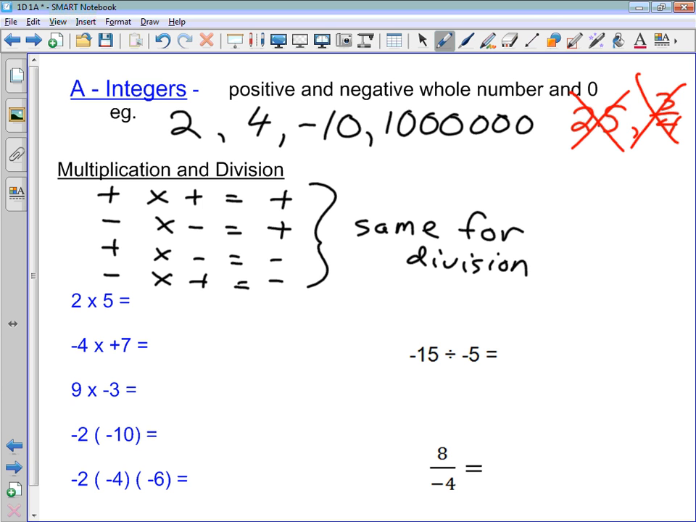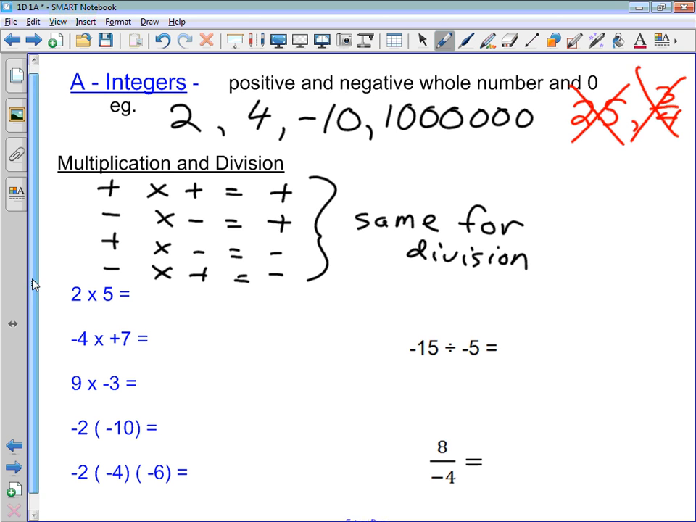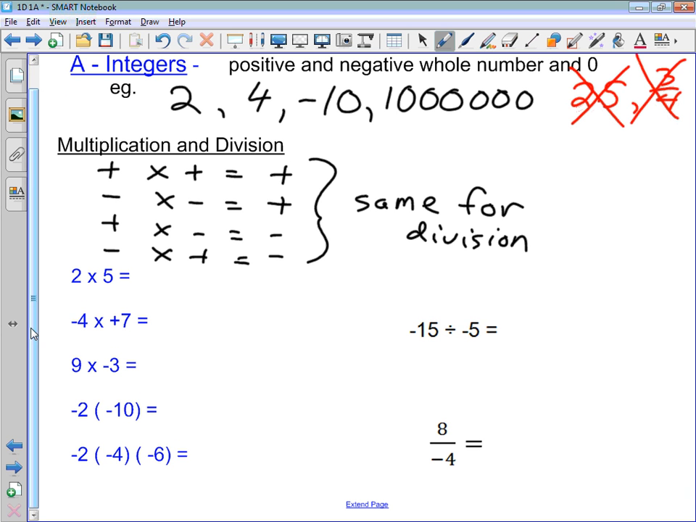So we got some examples here to sort of illustrate this. So if we've got 2 times 5, well, this is pretty easy. I just multiply 2 times 5. If I don't see any signs on these, I know that they are positive. So what's my answer going to be here, clearly? Yeah, and I'm going to put positive 10 just so you know, but that positive in there is completely optional.